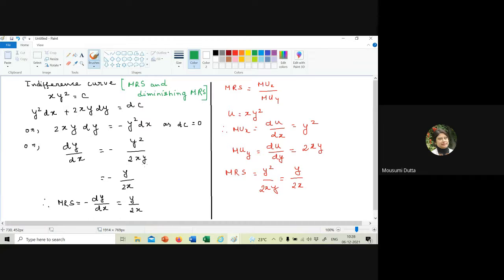In that case, the utility function is given by u = xy². Then I'll write the equation of the indifference curve as xy² = a constant. And then I'll take the total derivative and we'll get −dy/dx, and that −dy/dx will be equal to MRS, the marginal rate of substitution.